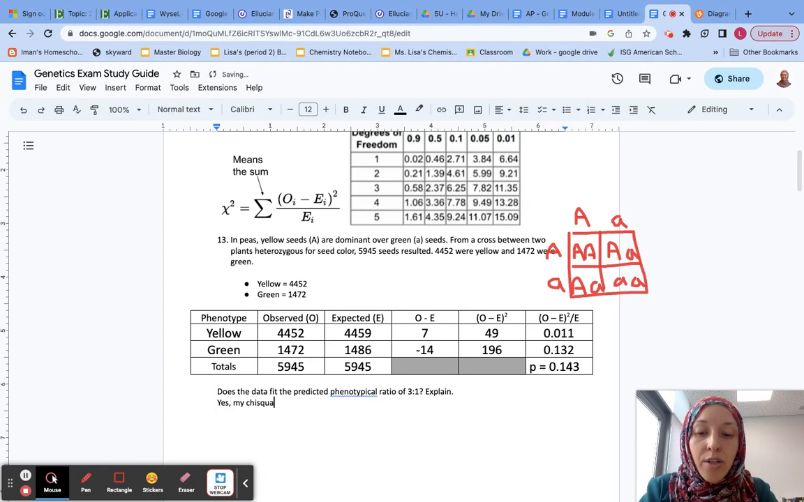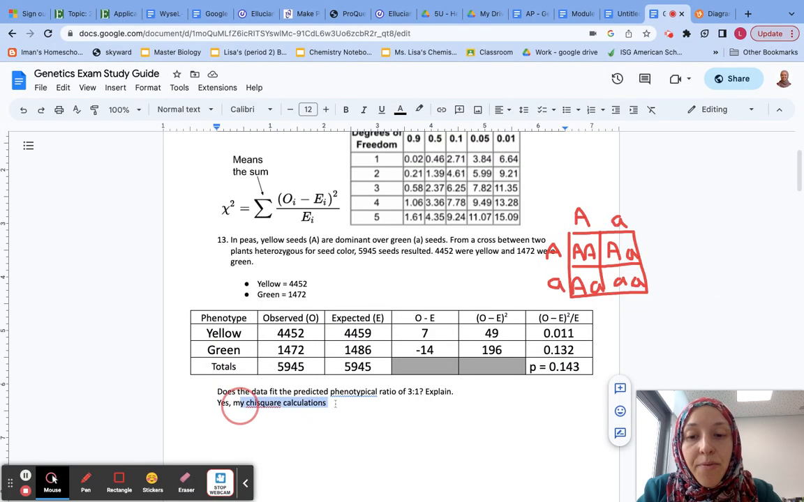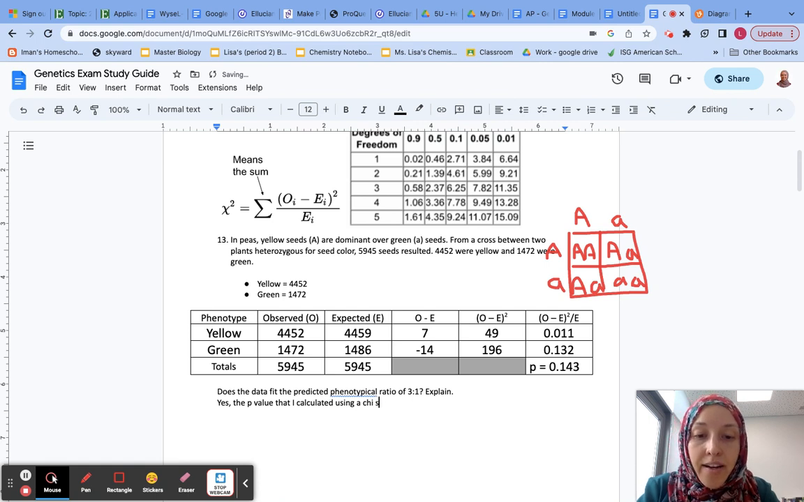My chi-square calculations, one second, I'll say yes, the value that I calculated using a chi-square test is less than 3.84, and therefore my data supports.